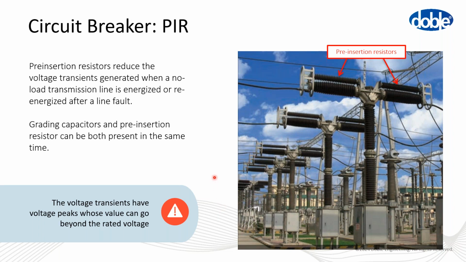Another element that we can find is the PIR, the pre-insertion resistor. It is very similar to the arcing contact, but it is used only during the close operation, not during the open operation. Basically, it is a resistor with a higher value than the arcing contact that is used during closing. So it closes a little bit faster than the main contact.